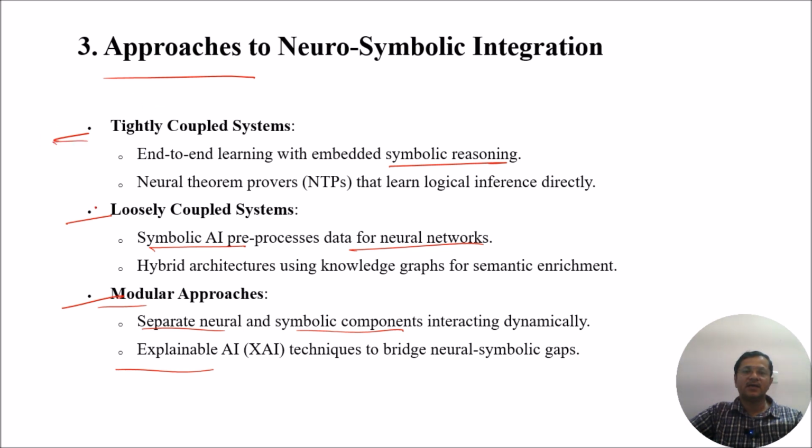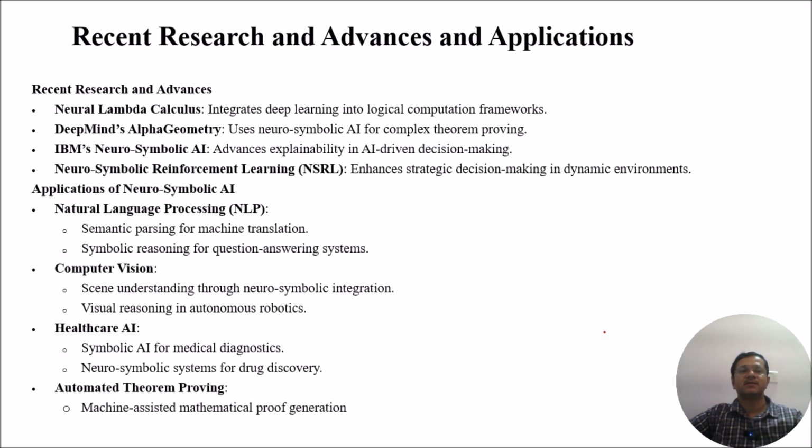First is tightly coupled, loosely coupled, and modular approaches. In tightly coupled, you attach the neurosymbolic reasoning from start to end, meaning complete embedding. In loosely coupled, you take just a part of the outcome of some neurosymbolic reasoning and then utilize it in the deep neural network architecture. In modular, you can combine the use of neural network and symbolic components based on your requirements, dynamically or through some other ways. It generally improves explainable techniques and bridges the gap of neurosymbolic logics.